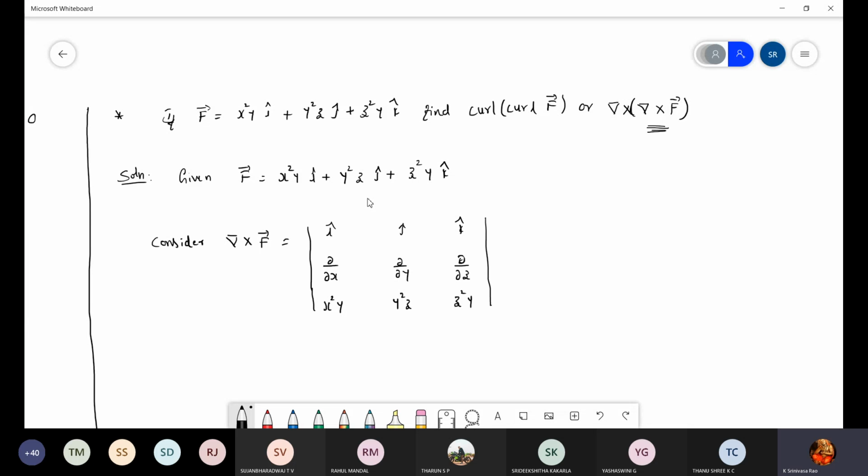So how you will simplify that is left to you. Either you can differentiate directly, or you can substitute with one more step, like i cap into dou by dou y of z square y minus dou by dou z of y square z. So like that also you can go. This problem I will solve in the same method. Let it be i cap into dou by dou y of z square y minus dou by dou z of y square z.